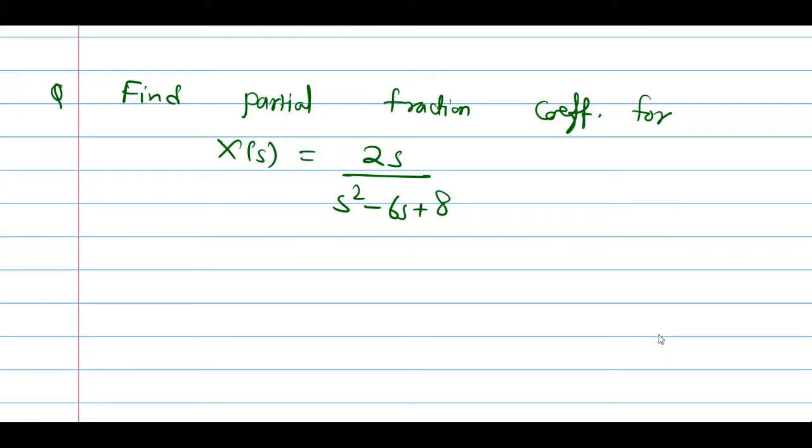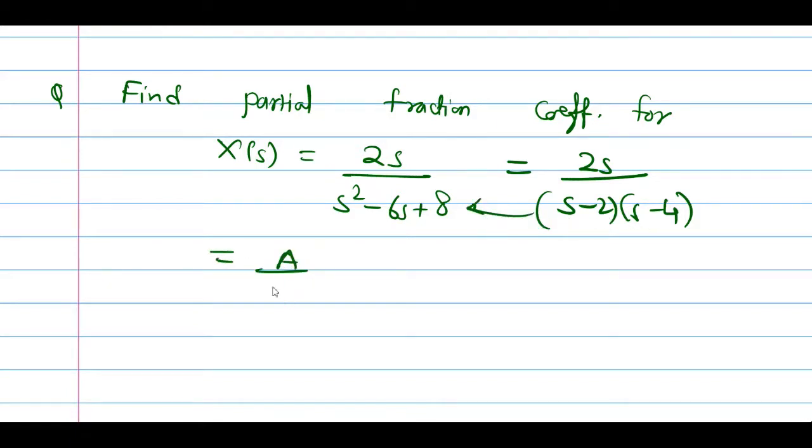Next question, find the partial fraction coefficients for 2s upon s square minus 6s plus 8. Again I am telling you, you should be good at calculating the factors. So factors are s minus 2, s minus 4. Again you can cross-check also. This multiplication will give you this thing. So this can be written as A upon s minus 2 plus B upon s minus 4. Our question is just to find out the partial fraction coefficients.